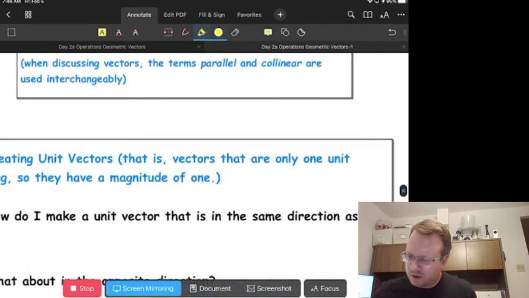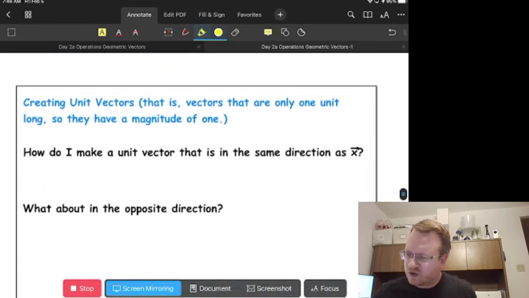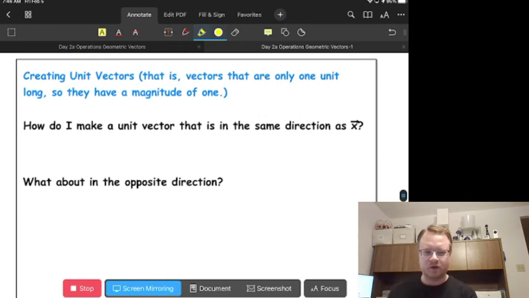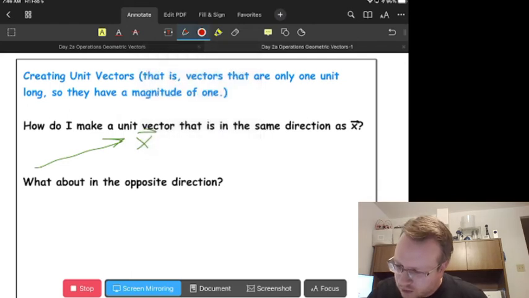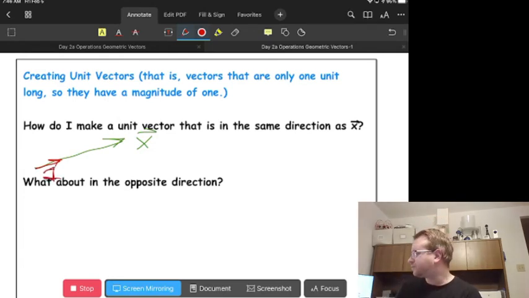Next up, as we continue to work with vectors, is creating unit vectors. That is, vectors that are only 1 unit long, so they have a magnitude of 1. How do I make a unit vector that is in the same direction as vector x? So we're going to have vector x and I want to find a unit vector. Same thing, but it only has a length of 1.